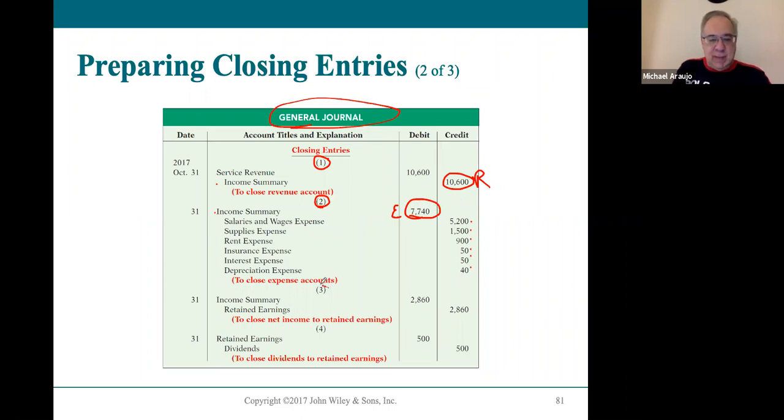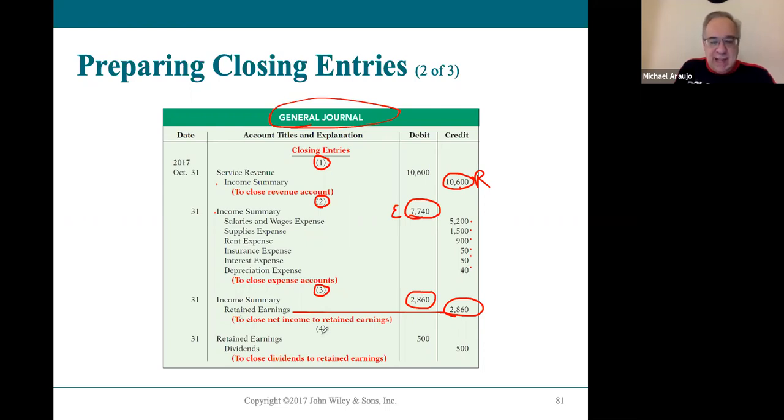So the third step is now we don't need that income summary account anymore. What's going to be the difference between the revenue and expenses on the income statement, on the income summary account? The profit, the net income. That's the difference. That net income has to be moved to retained earnings. Crediting retained earnings is the same as adding the net income to retained earnings. The debit to income summary makes the balance zero.